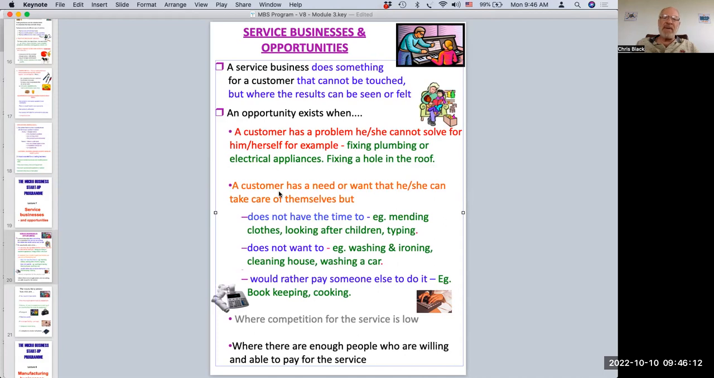But it can also be where a customer has a need or a want, but they can take care of it themselves, but they choose not to. So, for instance, they don't have time, could be a reason. For instance, mending clothing takes a bit of time to do. Looking after children takes time. Typing something takes time. Now, you may not have the time because you've got to use your time doing something else. So therefore, you employ the services of others, like, for instance, looking after the children.